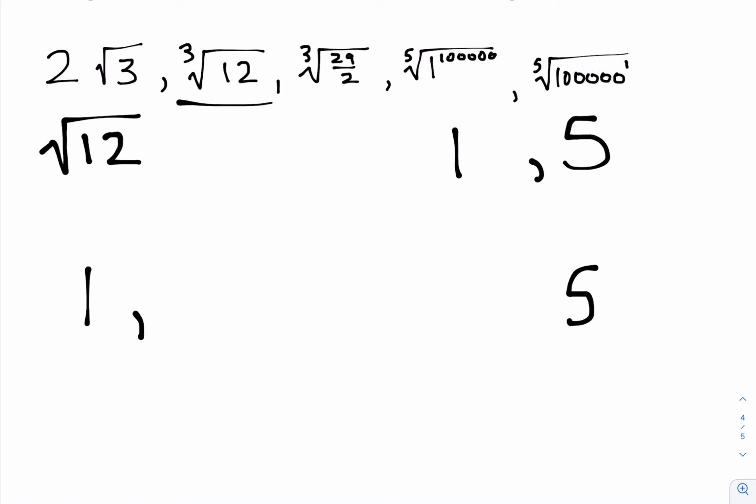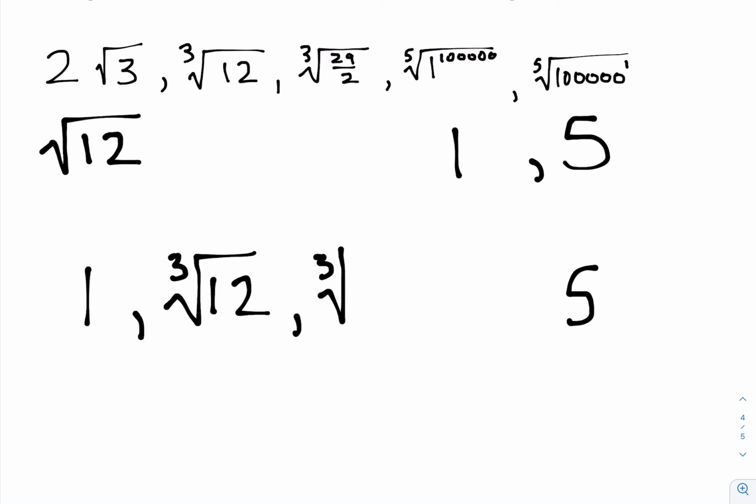And we also said the cube root of 12 was the smallest out of the first 3. Okay, and we also said the cube root of 29 over 2 was just a bit bigger than the cube root of 12. And the square root of 12 was bigger than those. So now let's get our calculator and actually compare them.